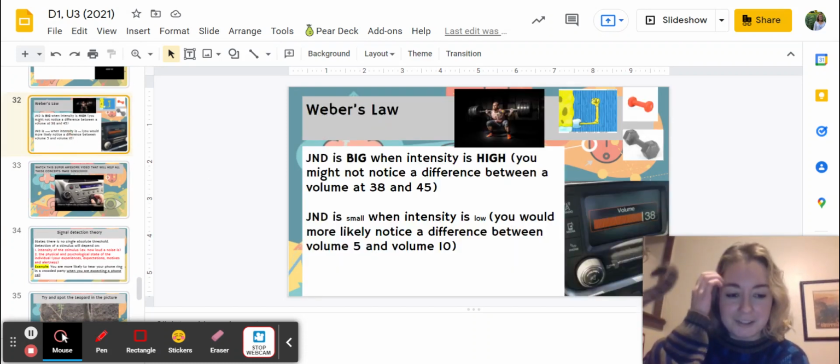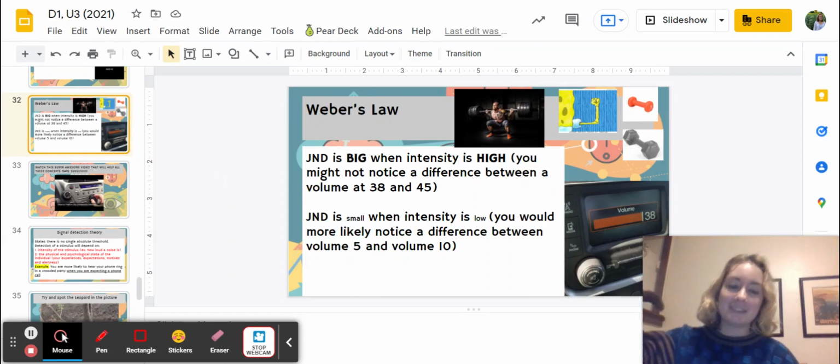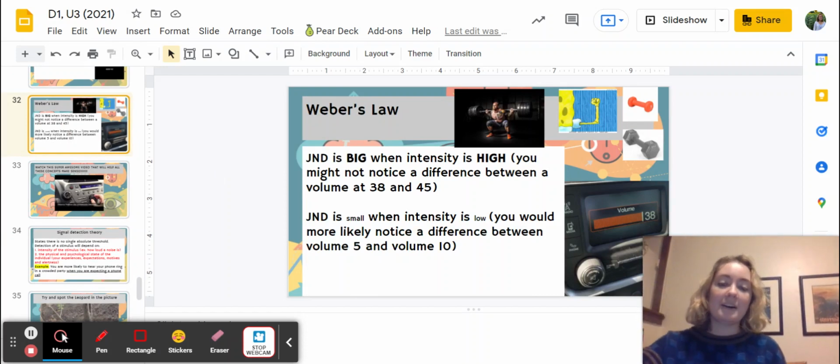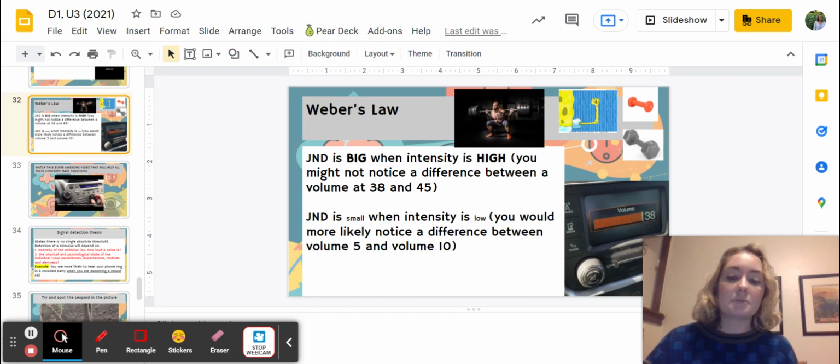A law that goes around just noticeable difference is called Weber's Law. Now this says that the just noticeable difference is big when the intensity is high, and the just noticeable difference is small when the intensity is low.